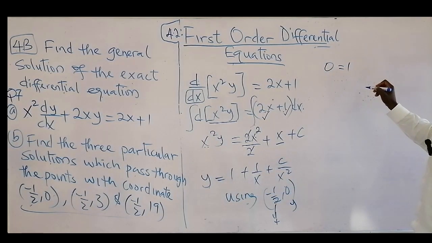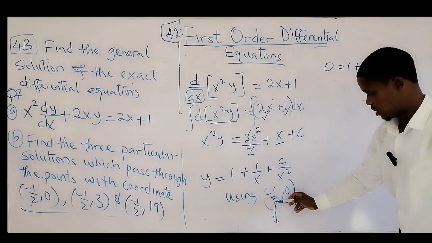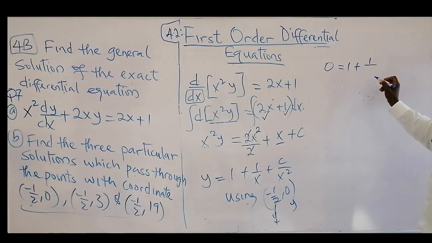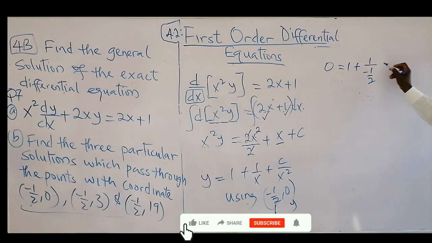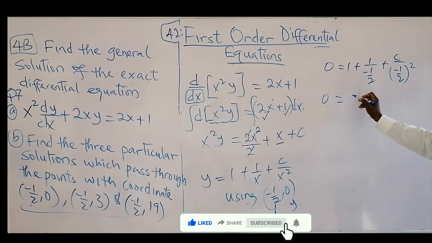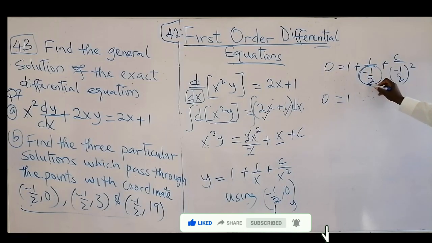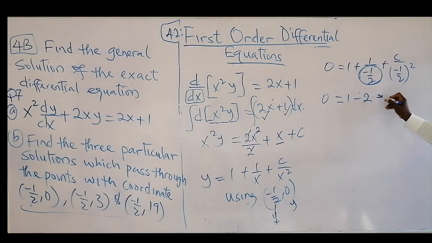Equal to what? 1 plus 1 over minus 1 over 2, and then plus c over minus 1 over 2 squared. So this will be 0 equal to 1. This will give us what? If you reciprocate this one, it's going to give you minus 2. And then plus what? This will be c over 4. Okay, so we now have 0 equal to 1 minus this, that's minus 1, and then plus 4c.